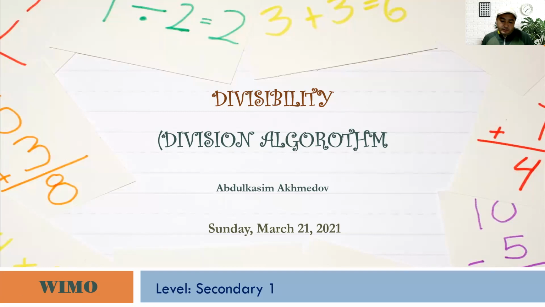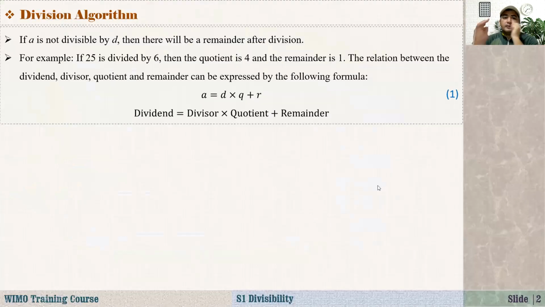In this video lesson, today we'll talk about the last part of divisibility. It's about the division algorithm. Let's start with this definition. If A is not divisible by D, then there will be a remainder after division, right?